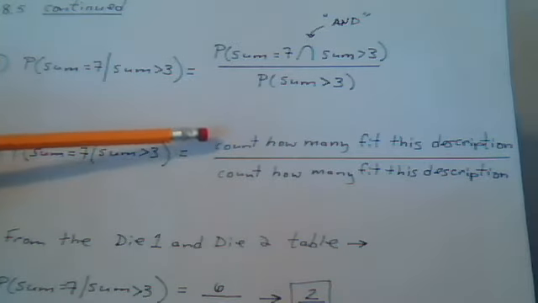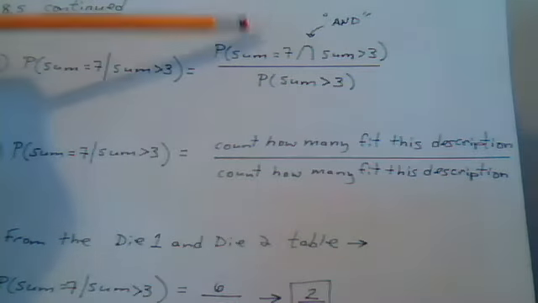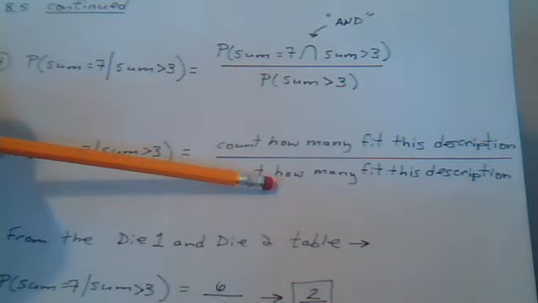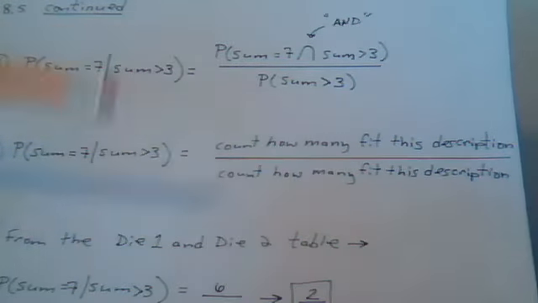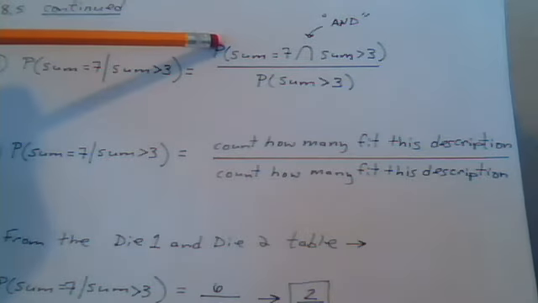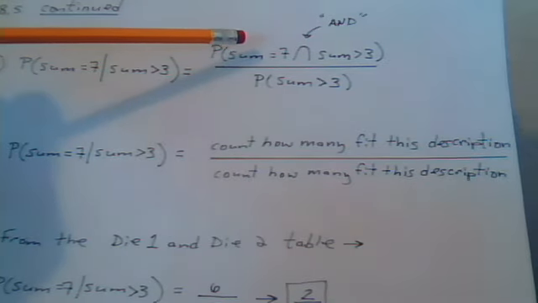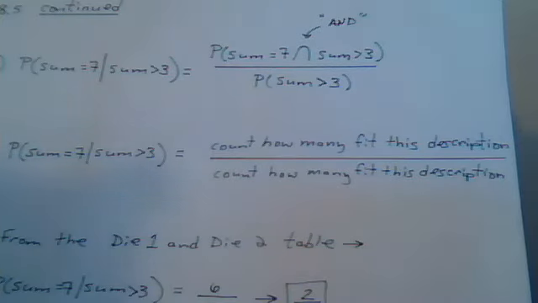So notice what we're going to do. We're going to count how many fit the top description, put that number there. So how many out of the 36 fit this description? How many of the 36 pair outcomes fit this description? Okay, so the top description, let's go for the top number. How many dice out of the 36 fit the description that the sum equals 7, and at the same time, the sum is greater than 3?